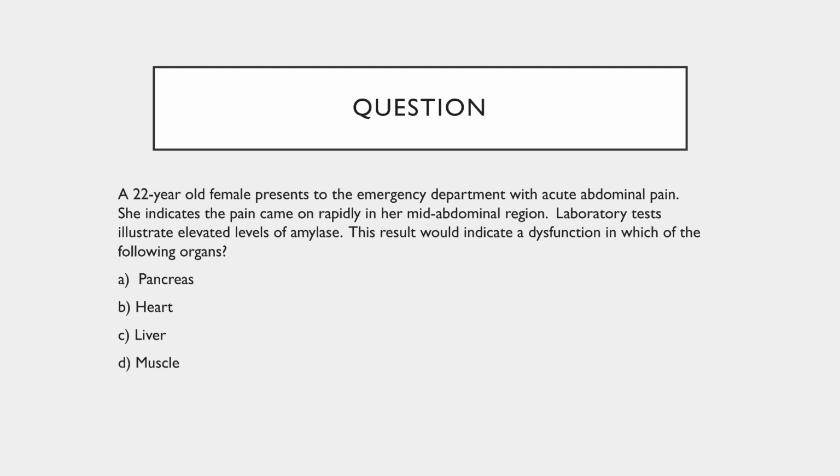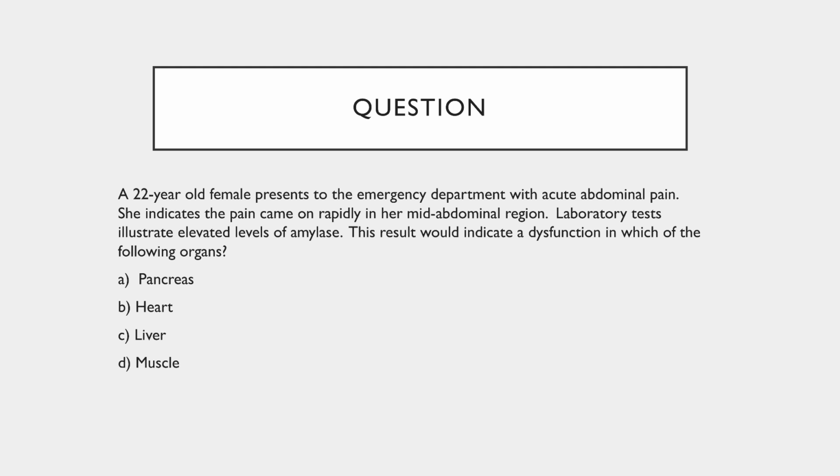Let's finish this with a question. A 22-year-old female presents to the emergency department with acute abdominal pain. She indicates the pain came on rapidly in her mid-abdominal region. Laboratory tests illustrate elevated levels of amylase. This result would indicate a dysfunction in which of the following organs?